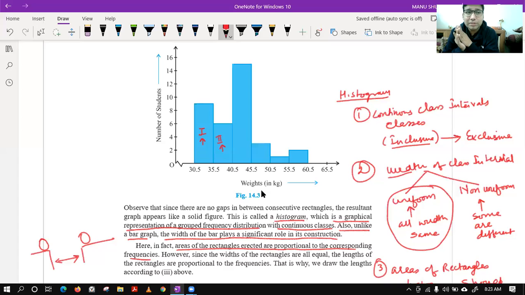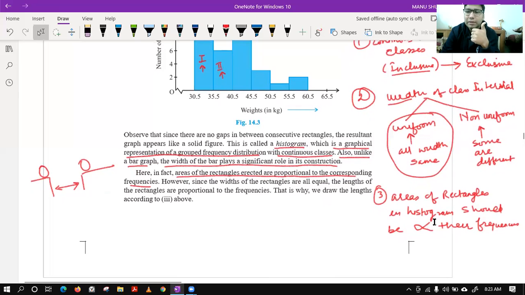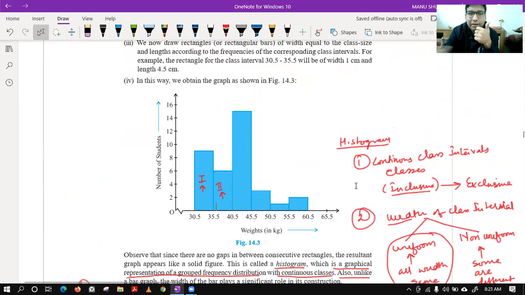Rectangle number 1 has more frequency. That means the area also should be more. If one has more frequency, then its area should be more than 2. This is the meaning of the third condition of a histogram, that areas of rectangles in a histogram should be proportional to their frequencies. So if frequency is saying that 1 is more than 2, then area should also say the same thing.